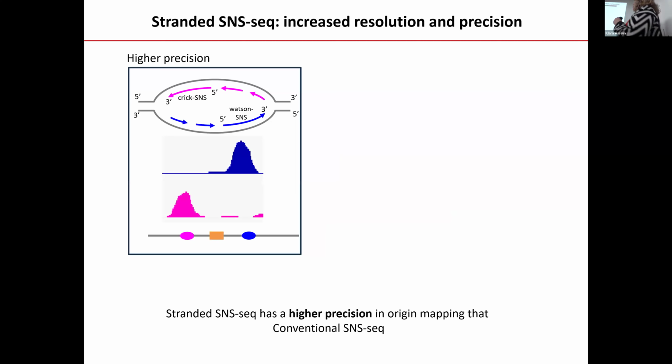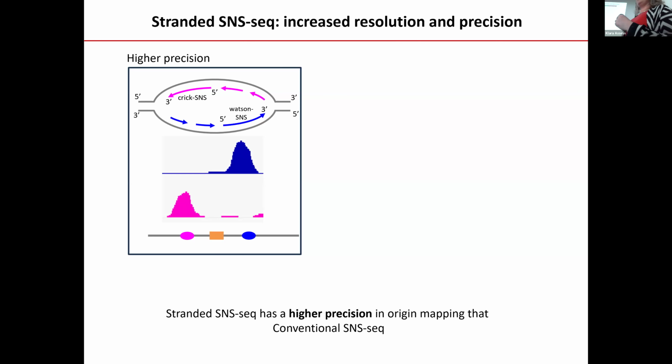So now I would like to show you in one slide why the stranded SNS-seq sequencing was increasing our resolution quite a bit in comparison to the conventional sequencing where no stranded sequencing is used. So here I show you again the scheme of the replication bubble and the peaks that are resulting from the isolated SNS, coming from either the plus or the minus strand. We have this information because we used the stranded sequencing.